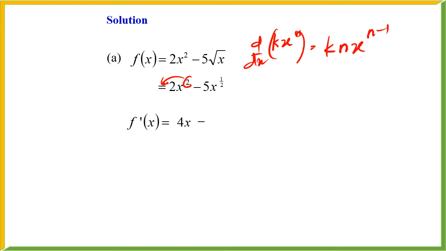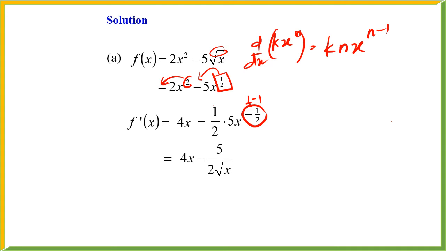And then for 5 root x, this root can be changed into power of 1 over 2. So we need to multiply 1 over 2 and 5. So it will be 5 over 2 and x power of 1 over 2 minus 1. Okay, so 1 over 2 minus 1 is equal to negative 1 over 2. Okay, so do some simplification. So we have its answer as 4x minus 5 over 2, and then this x power of negative 1 over 2 is 1 over x power of 1 over 2, which is root x. So this is the answer.